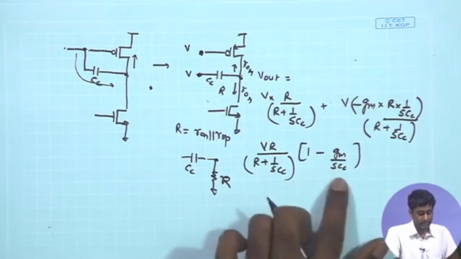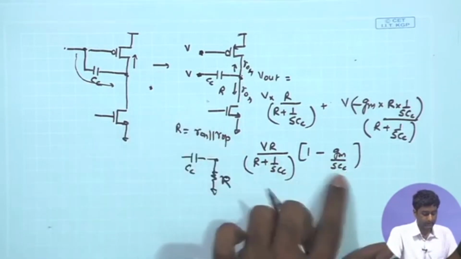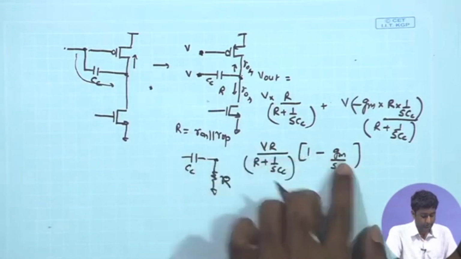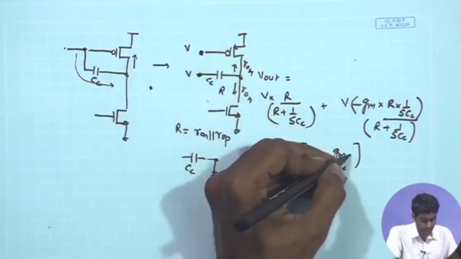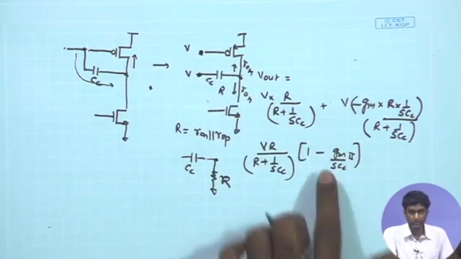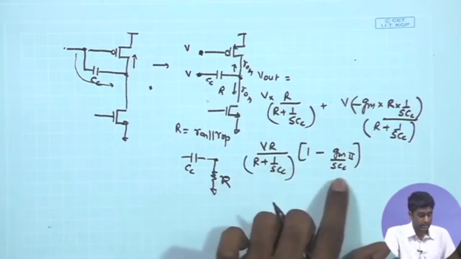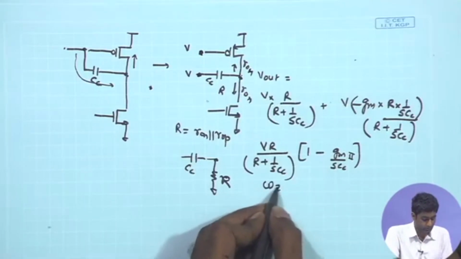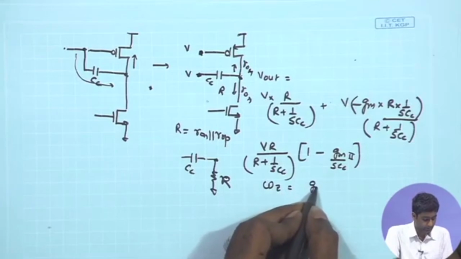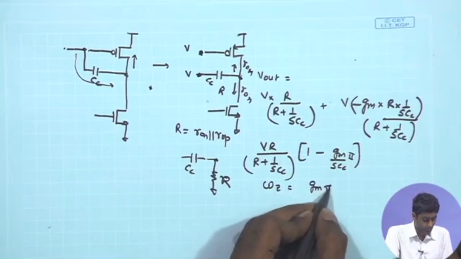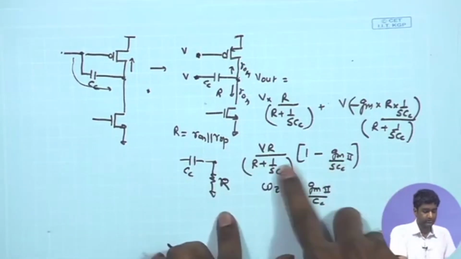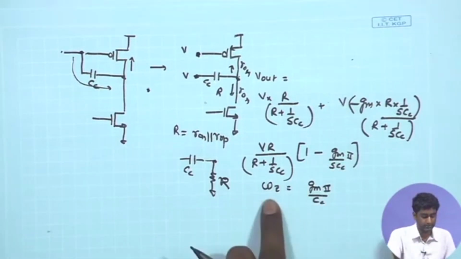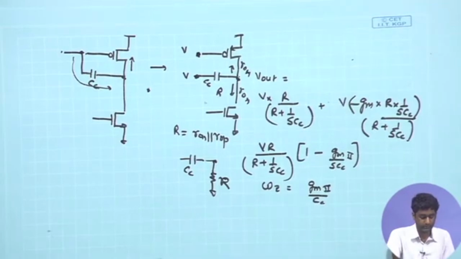So, from here we can see what is the value of the 0 that we were expecting. Let me call this GM2 because ultimately this is the GM of the second stage. So, following our previous notations, I should write it GM2, and as a result I have the omega 0 given by GM2 upon CC, because at that frequency this term will be cancelling out and you will get an overall gain approaching 0. So, this is the 0 frequency that we are going to have.